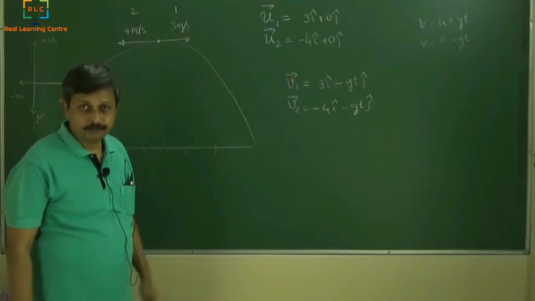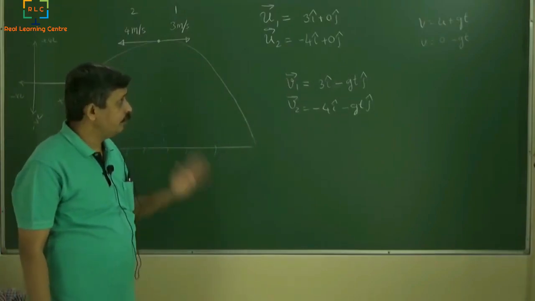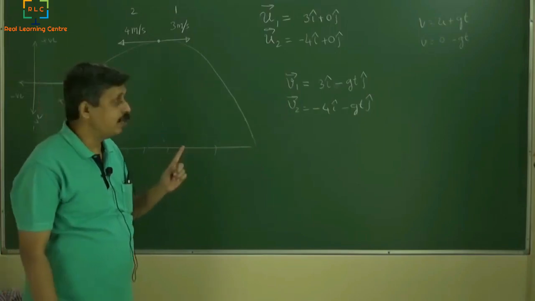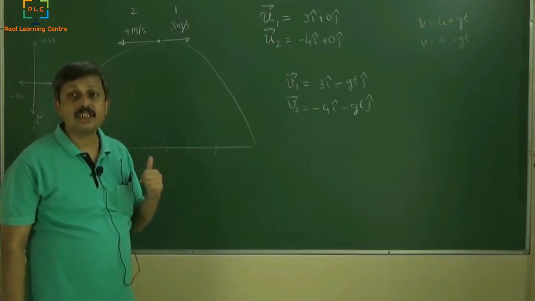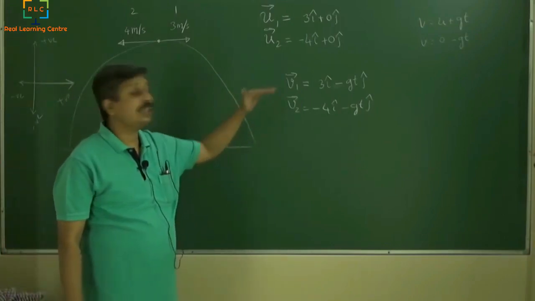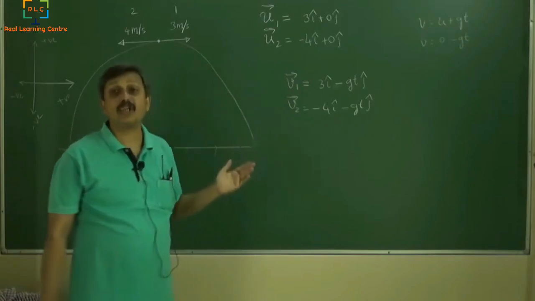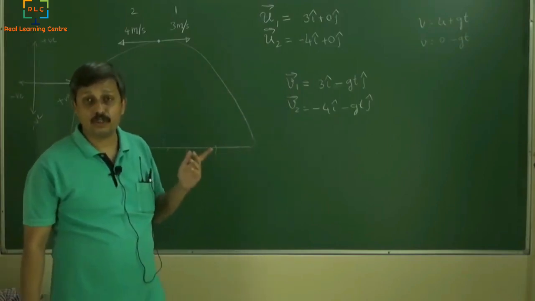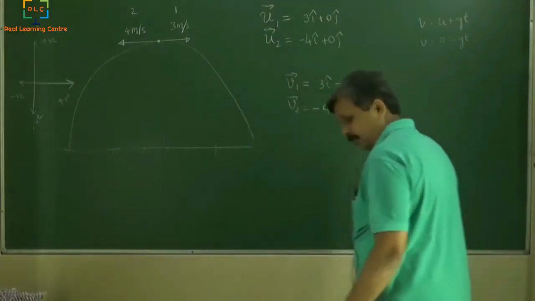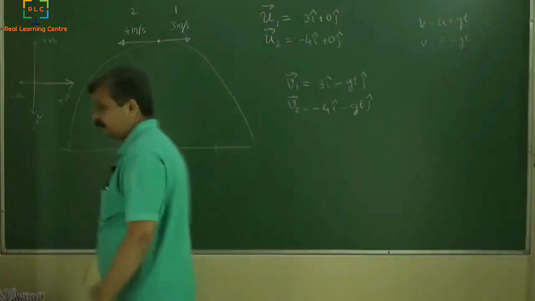Okay. So now, once you have the velocity vector in place, now we have to find out what is our question. Our question is, now when do these velocity vectors become perpendicular? How do we find out when are they perpendicular? That is the question.